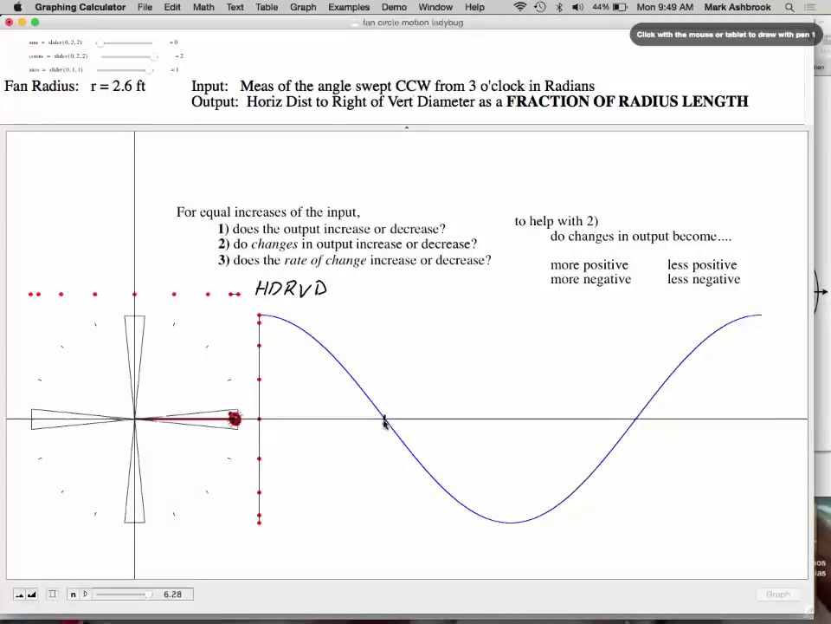So at the top of the circle, the horizontal distance is 0. That's why the y-coordinate of this point is 0, because it's not to the left or the right. And then at pi, the horizontal distance is -1. It's the least it can be. That horizontal distance is -1. So here's that point, pi, -1.